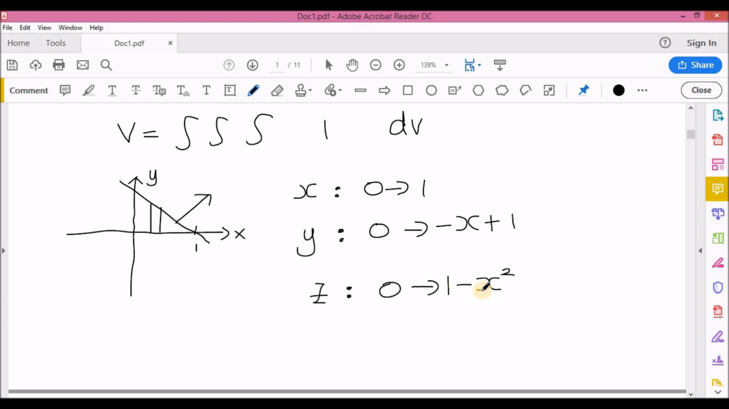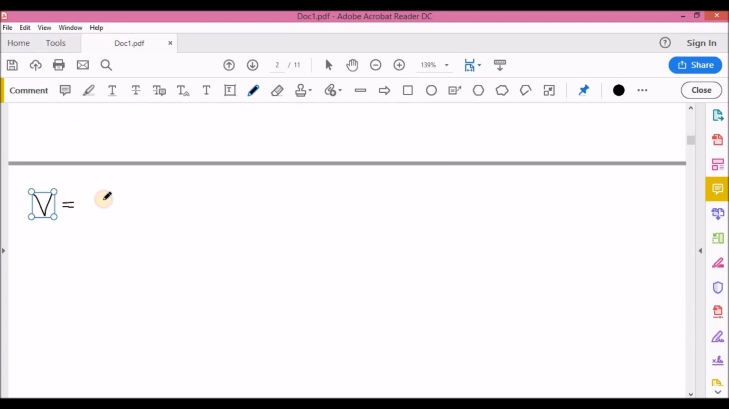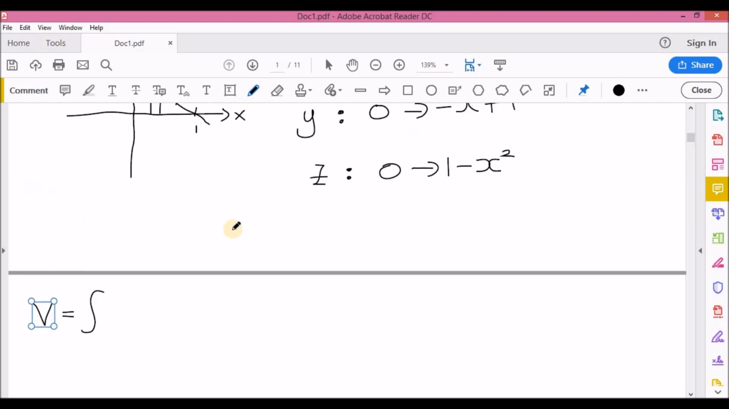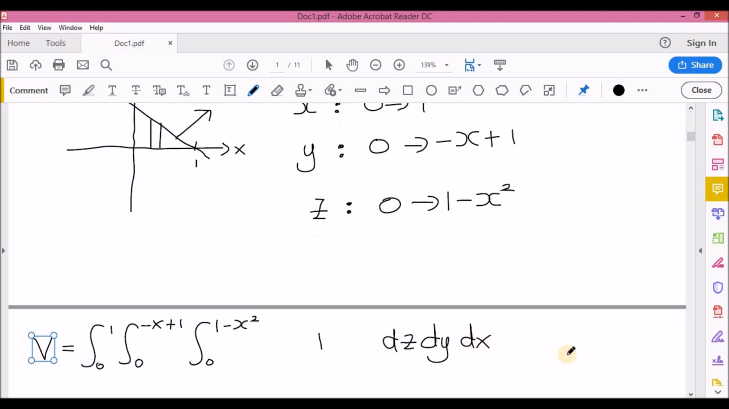Okay, so you have defined the interval for these three: x, y, z. So you put them into the equations. Remember, the value should stay outside, so x should be here. After that, you have your y, minus x plus 1, and then after that, you have your z, 1 minus x squared. You have 1, so this one represents the z interval, followed by the y interval, and lastly will be your x interval. Okay, so you arrange them like this.